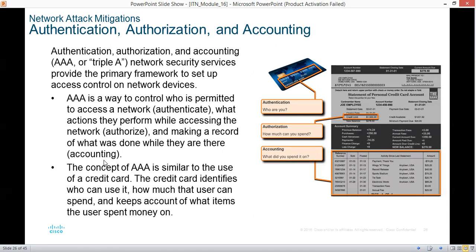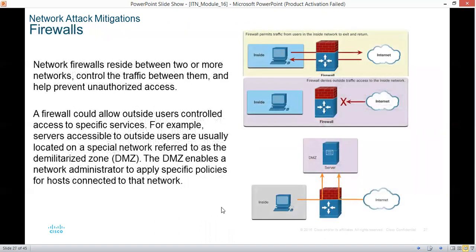there. That's the accounting. The concept of the AAA is similar to the use of your credit card. A credit card identifies who can use it, how much that user can spend, and keeps account of what items the user spent on it. So you can use this to attribute the authentication and authorization, because once you see who can authenticate, who has been authorized, then the accounting is who would be able to access what and what. That means what level of access do you have?